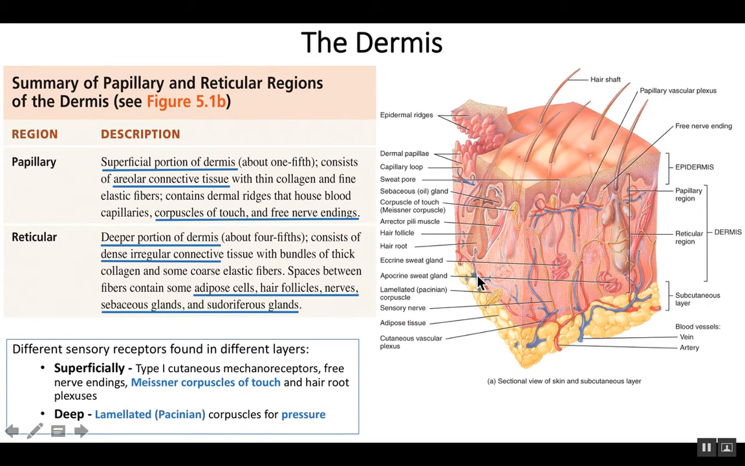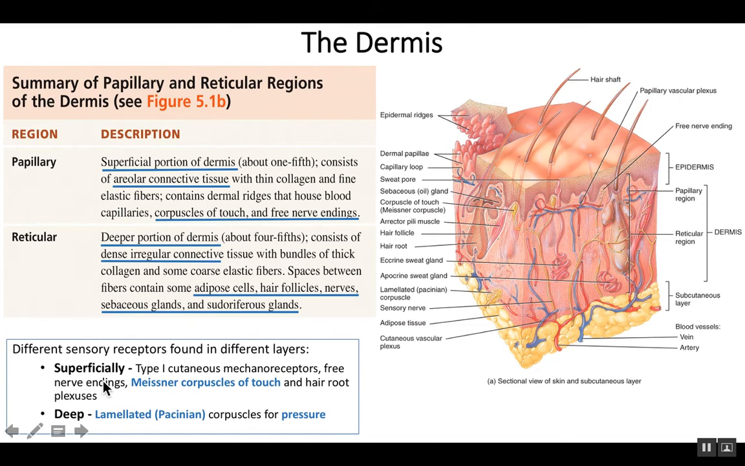But the reticular region, again, is deeper. It consists of about, as it mentions here, 4/5 of the dermis. So most of the dermis is reticular. If we look really deep down, we find another specialized nerve neuron known as the lamellated Pacinian corpuscle. Those are actually pressure sensors.